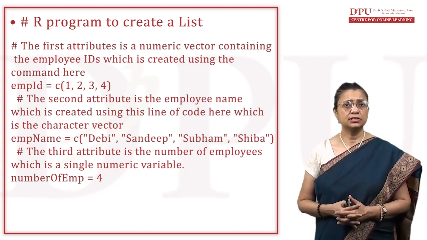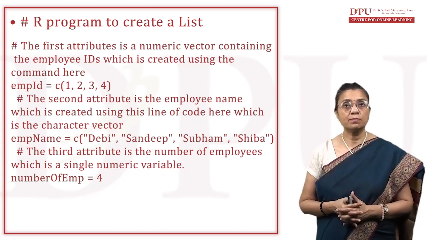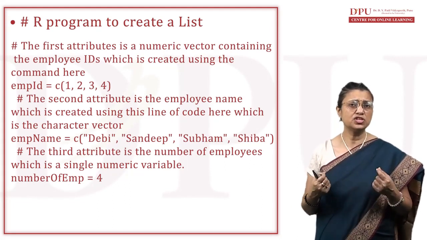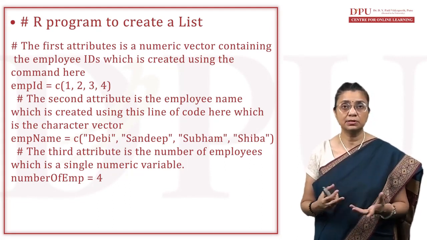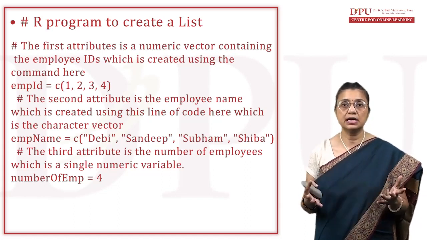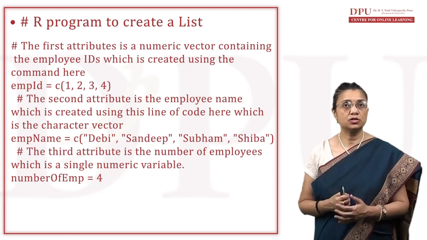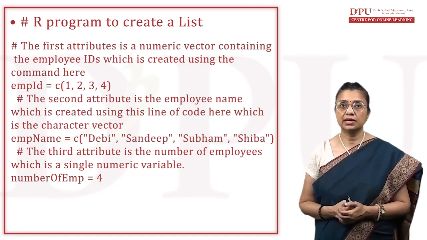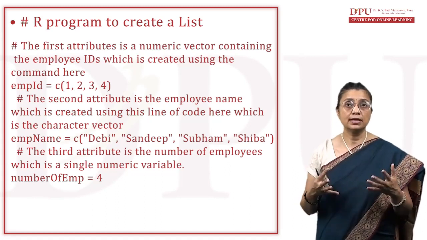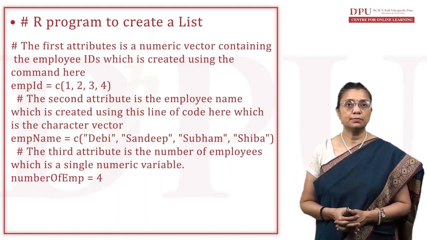Now, let's have the third attribute, which is the number of employees, which is a single numeric variable. So now the number of employees is just a variable. It is a single numeric variable, which is just the value 4. So you can see that all 3 variables are of different types. The first one is the numeric vector, the second one is the character vector, and the third one is a single numeric value. So there are 3 different types of variables.